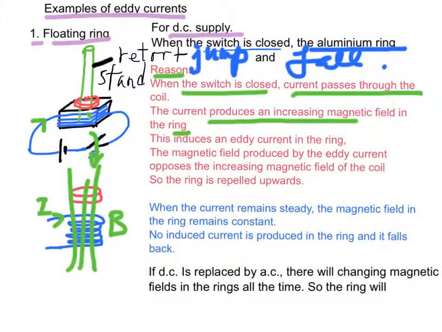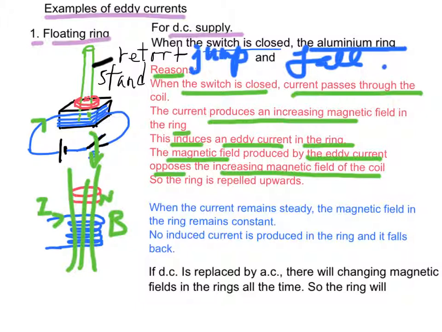Hence, an induced current, which is called eddy current, will be induced in the ring to oppose the change making it. The magnetic field produced by the eddy current will oppose the increasing magnetic field of the coil. That means the pole induced by the ring and the pole produced by the solenoid on the upper end are the same. Therefore, the ring is repelled upward.